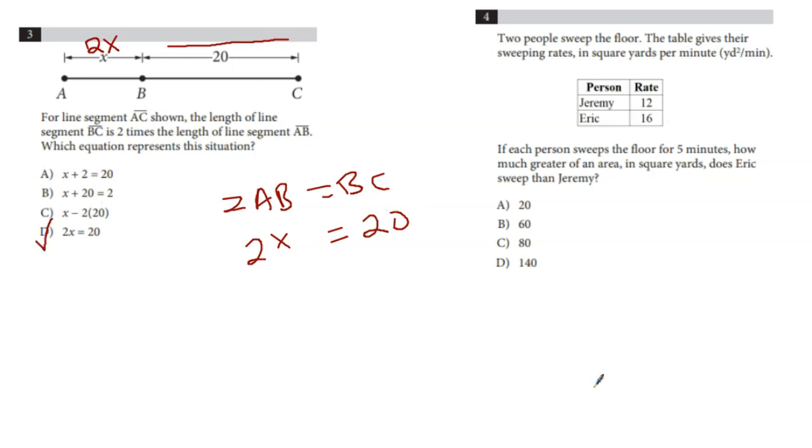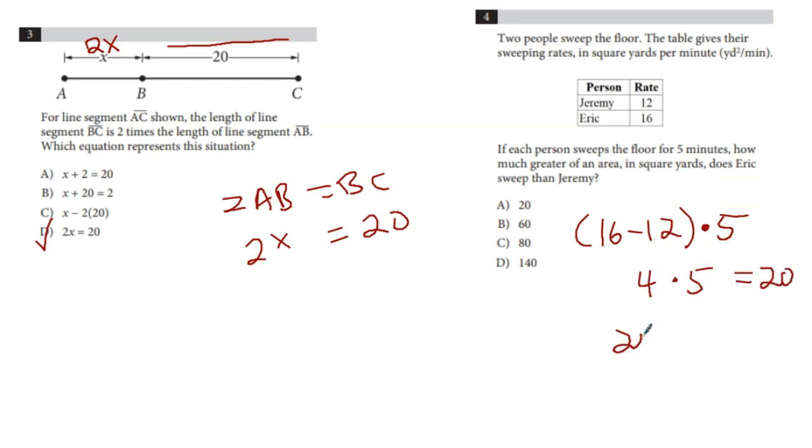Question number 4. 2 people sweep the floor, and the table gives their sweeping rate in square yards per minute. If the person is sweeping the floor for 5 minutes, how much greater an area in square yards does Eric sweep than Jeremy? So Eric is here, so it's just the difference times the 5 minutes. Here it gives us 4, so 4 times 5, and that gives us 20. So it's just going to be 20 square yards, and that is the A.